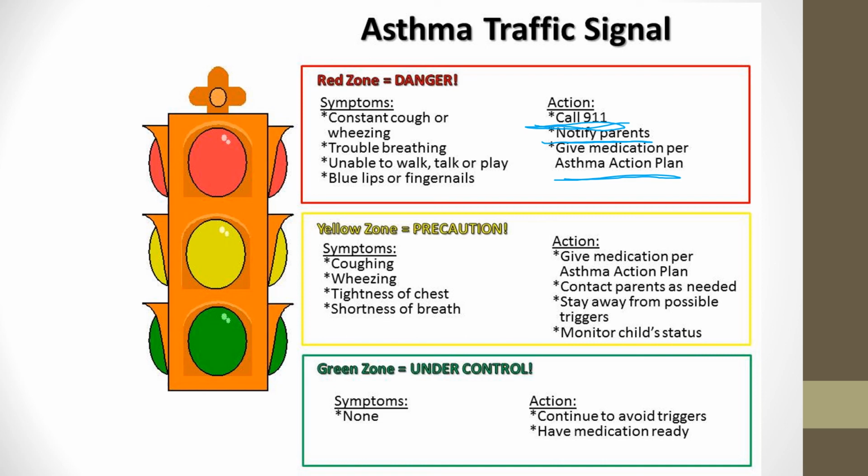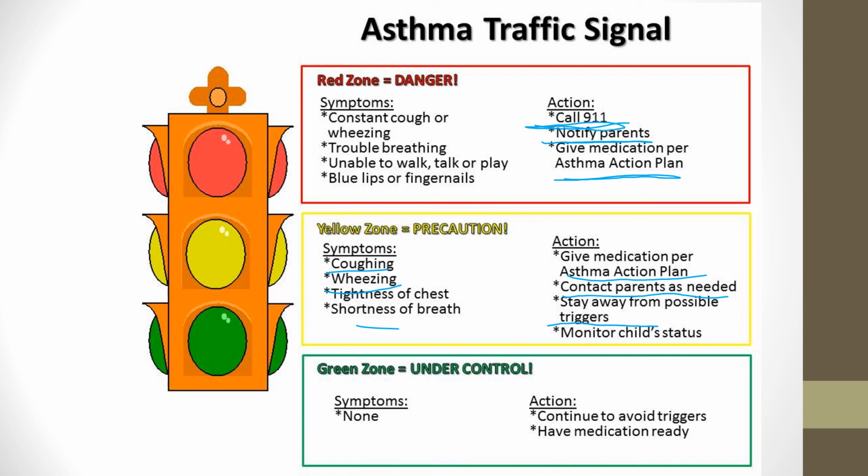If a patient's in their yellow zone, they're still going to have some symptoms like coughing and wheezing, shortness of breath. But this one is where we're just going to give them medications. We're going to still contact their family, but they need to stay away from anything that would trigger their asthma. So let's say it's just certain types of pollen or food or certain things out there that would trigger their asthma. They're going to try to stay away from that. And we're just going to monitor the child. It doesn't mean that they need to call 911.